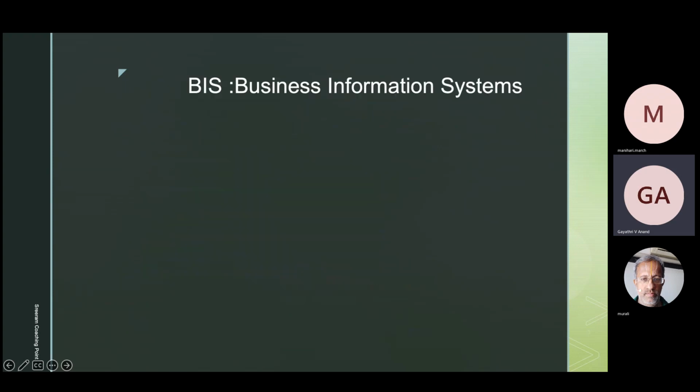So we stopped here. Now we are going to see a business information system. All these systems, you just have to know what they are, and their advantages and disadvantages. That's all. Our scope of the syllabus is only that much with respect to this.